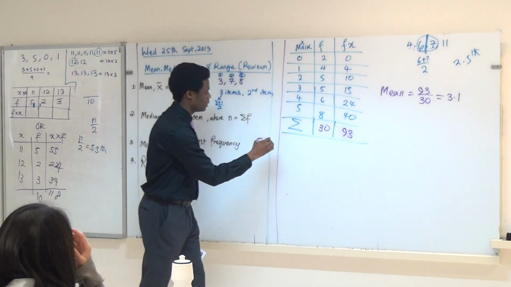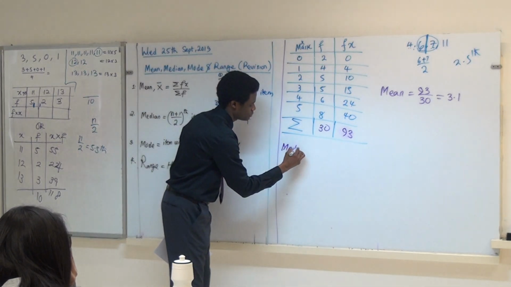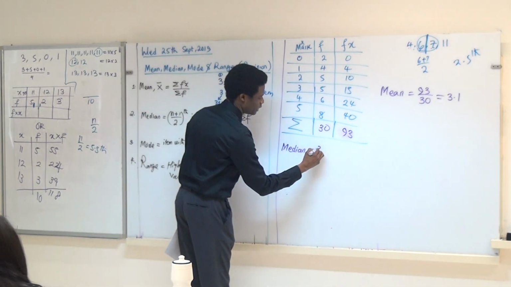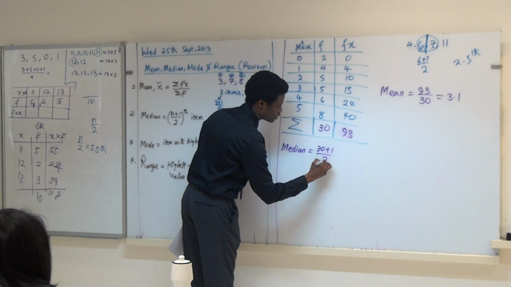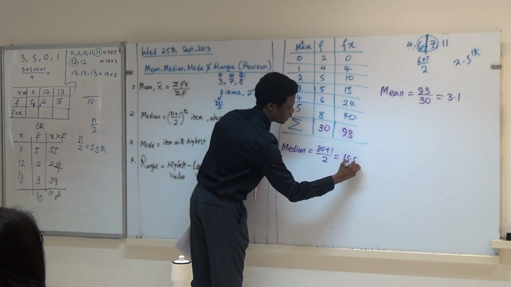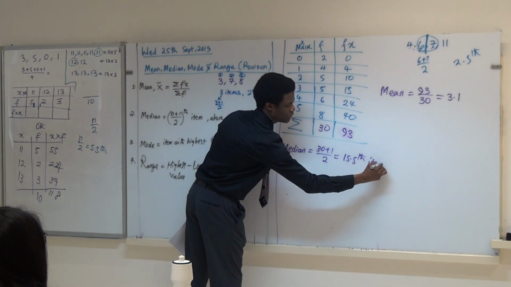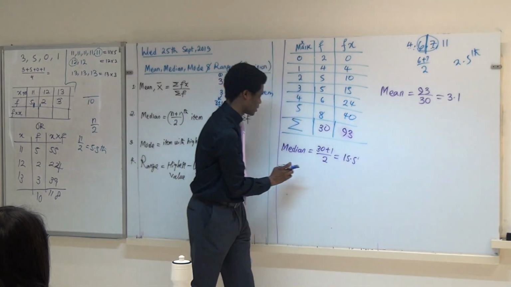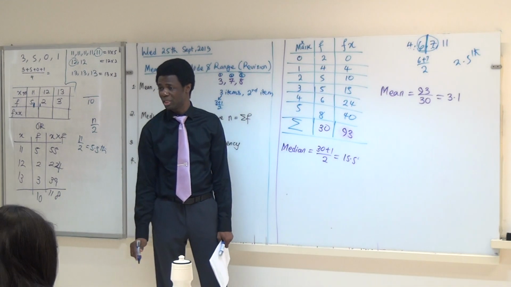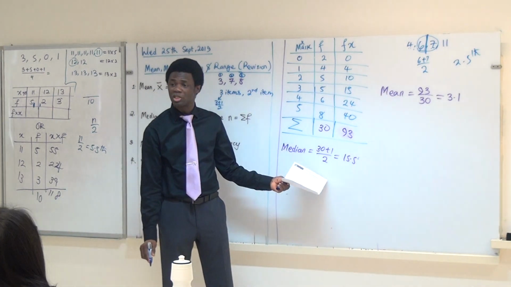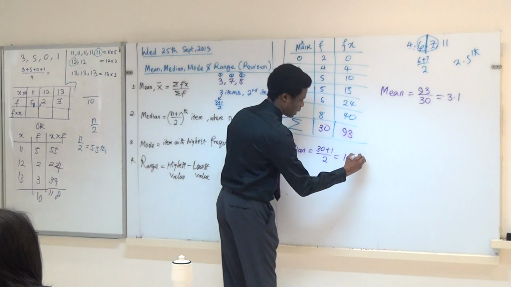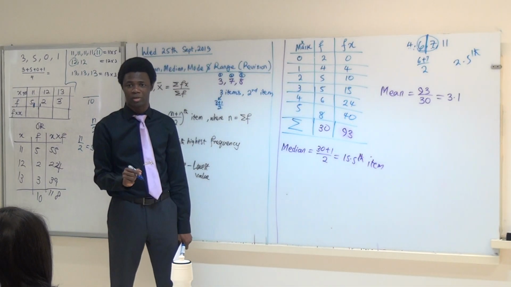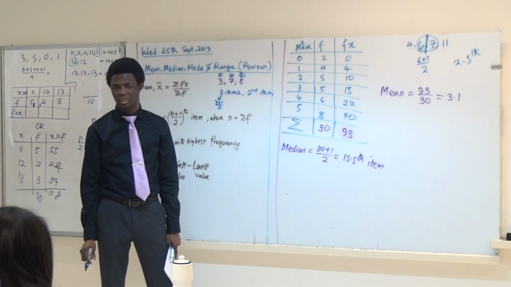Okay, now let's find the median. For the median, you first find the position. The position will be 30 plus 1 divided by 2, which is the 15.5th item. I put this so you know it's the position. If I just leave it as 15.5, what I'm saying is the median is 15.5. That's not the median. What I'm doing here is just the position. Where is my median? Where is that median value? The location is between 15 and 16.